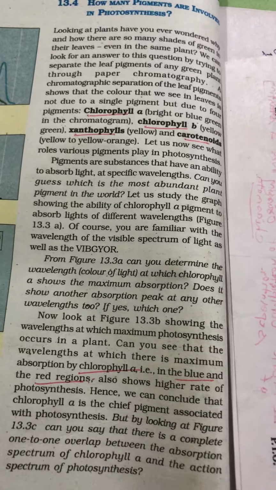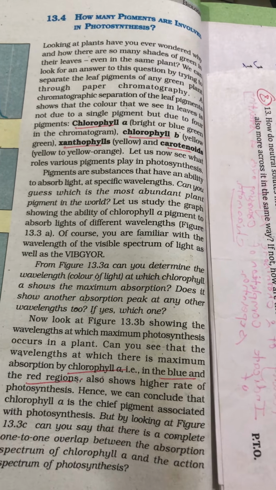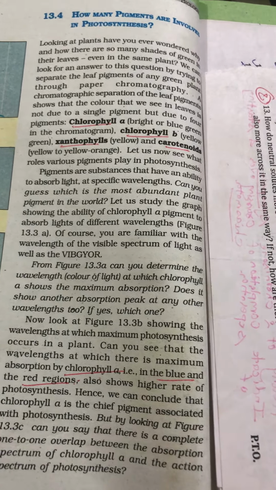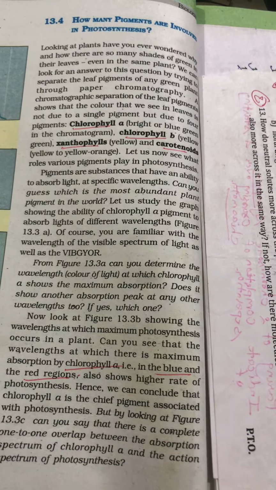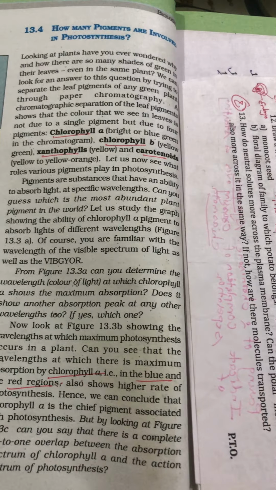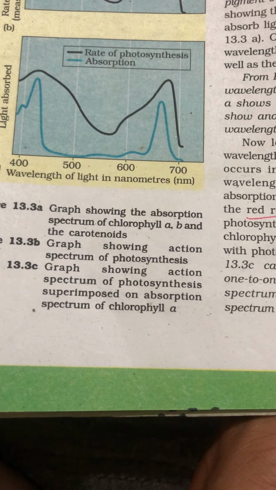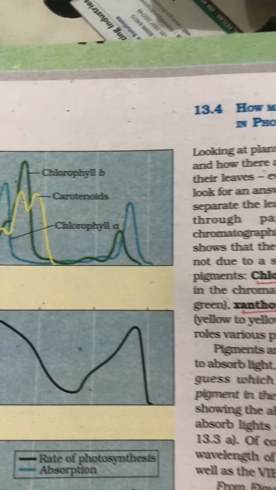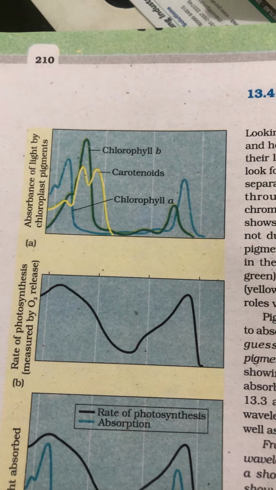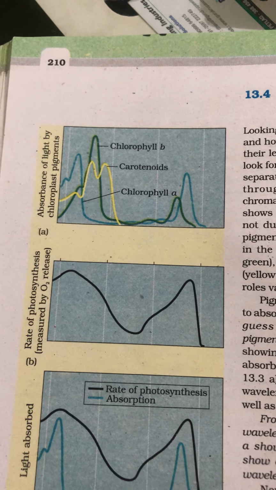So figure 13.3a, can you determine the wavelength or color of light at which chlorophyll A shows maximum absorption? Does it show another absorption peak at any other wavelength too? If yes, which one? Now look at figure 13.3b, right? So here they have shown the graph. The graph shows the absorption spectrum of chlorophyll A and B and carotenoids. Here you can see A and B, right? So A is green in color and B is yellow in color.